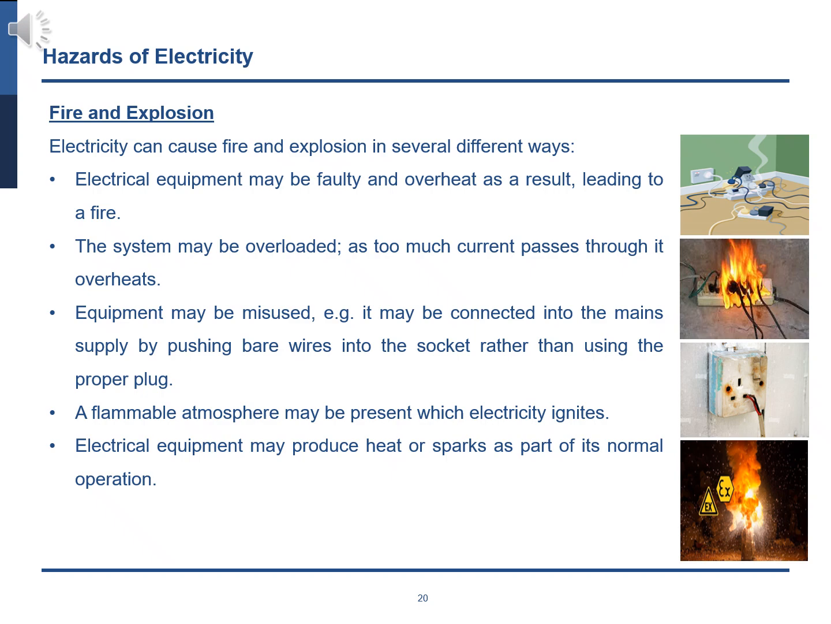Electrical equipment may be faulty and overheat as a result, leading to a fire. The system may be overloaded, as too much current passes through it and it overheats. Equipment may be misused, e.g., it may be connected into the mains supply by pushing bare wires into the socket rather than using the proper plug. A flammable atmosphere may be present which electricity ignites. Electrical equipment may produce heat or sparks as part of its normal operation.